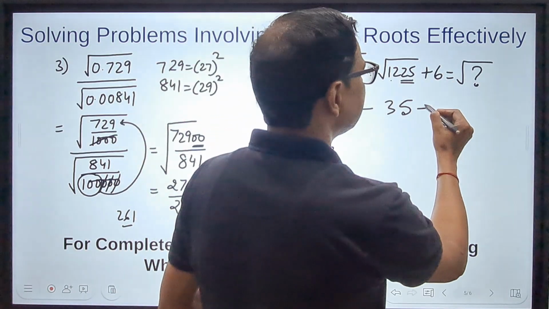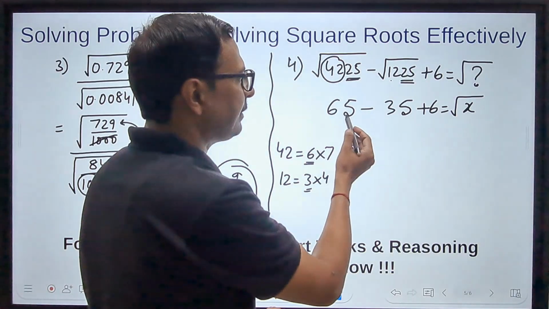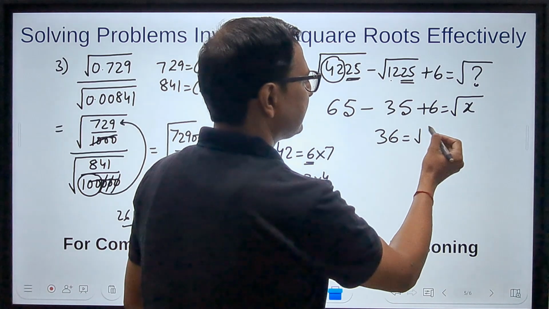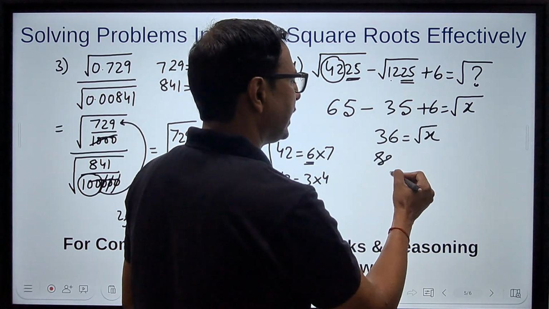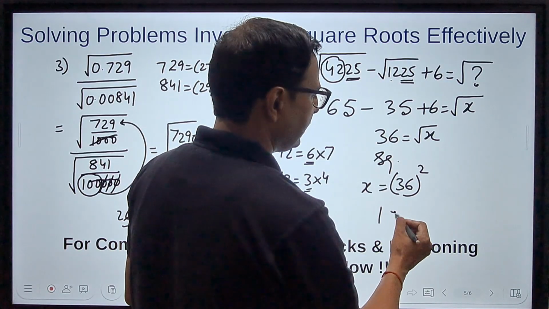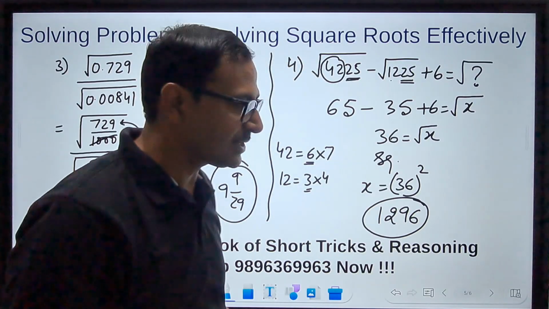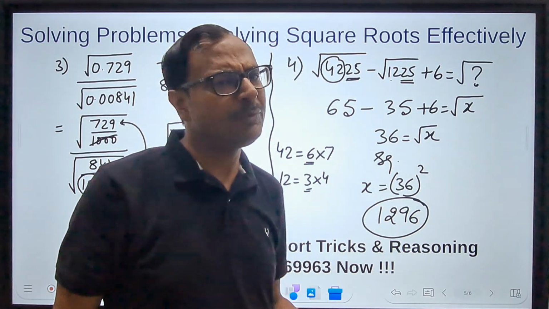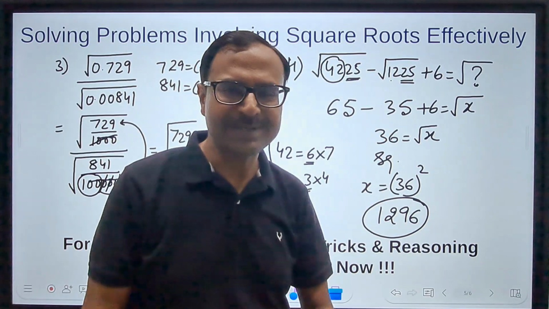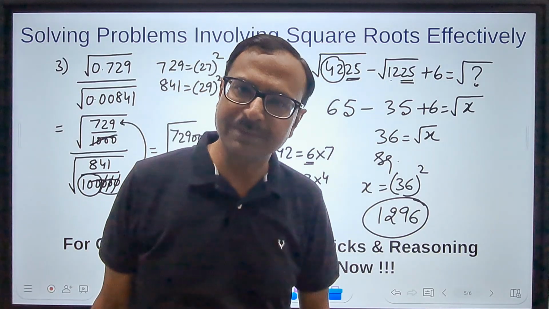And then plus 6 is equal to square root of, say, x. Okay. Now 65 minus 35 is 30, and 30 plus 6 is 36. That gives us square root of x equals 36, or when you square both sides, x will be 36 squared, and your answer for the question will be 1296. Because I know what is 36 squared, I could write that directly, but if you don't know, you can use some squaring tricks, which I have been posting. So many squaring tricks I have already posted on the channel, and find the square of 36 using that method.